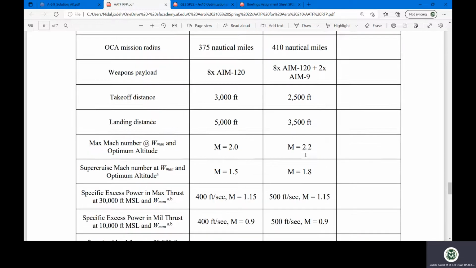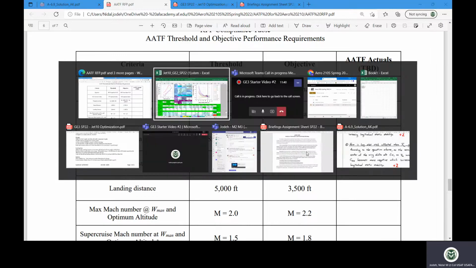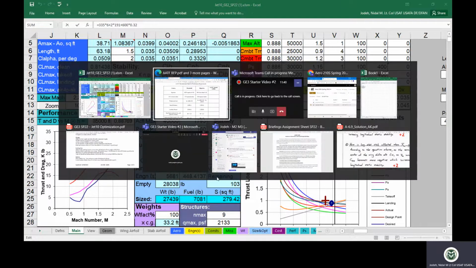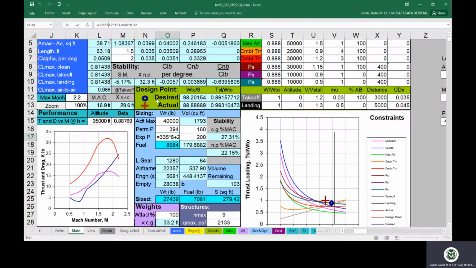Okay. The other thing I have neglected to mention so far are the weapons on board. Where do I program in the weapons? Well, there's the threshold and the objective. If you go back to weights and sizing, right up here in the equation line, it talks about 335 times 6. Well, that corresponds with the amount of AIM-9s on board. It should be times 8. So let me just correct that. That times 6 should be times 8.